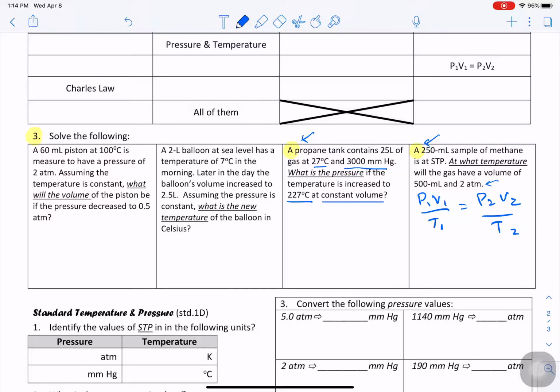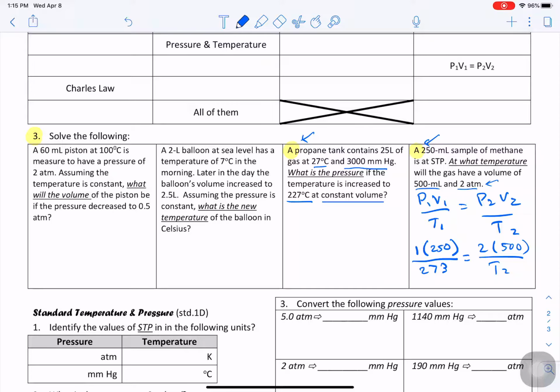So P1 is 1 atmosphere times V1, which is 250 mils. I'm not going to plug in the units. It just kind of takes up too much space. And then this is going to be over the standard temperature, which is 273 Kelvin. And then this is going to equal the final pressure, which is 2 atmospheres, times the volume, which is 500, all over T2. We're trying to solve for that temperature.